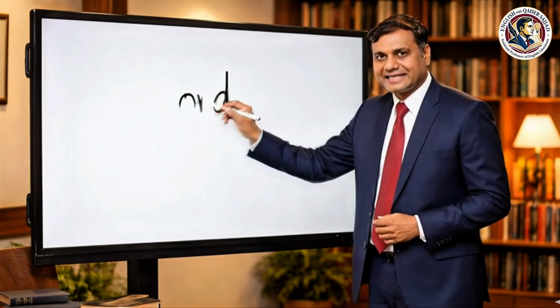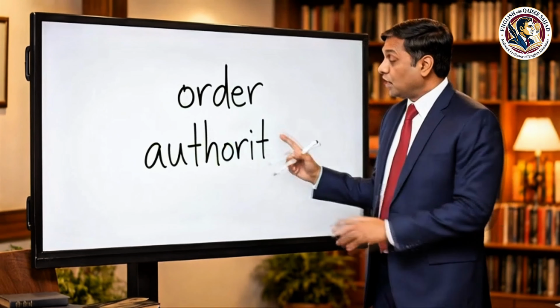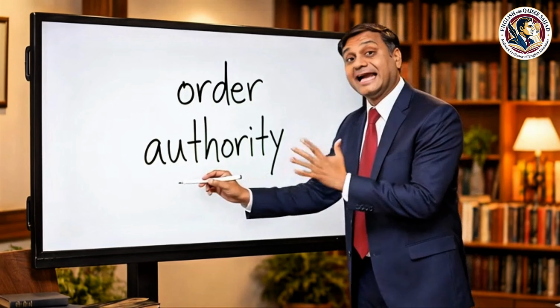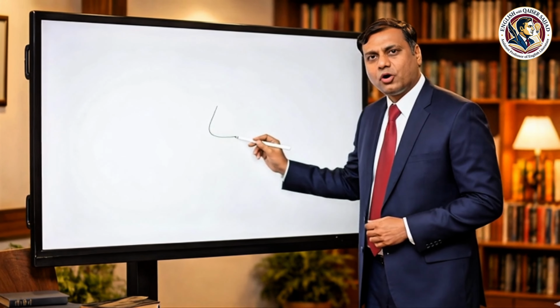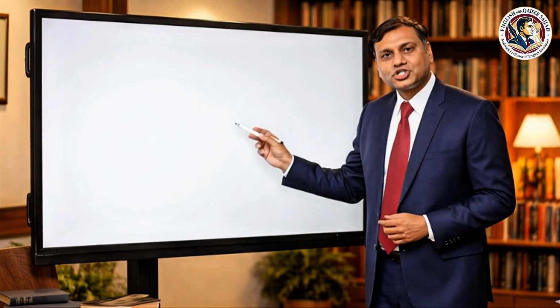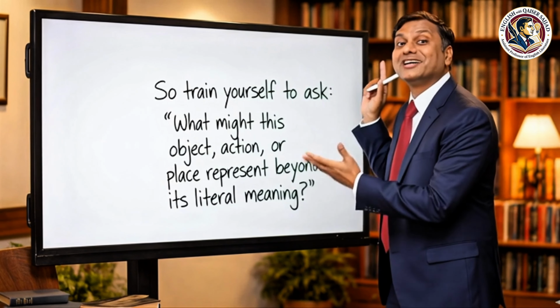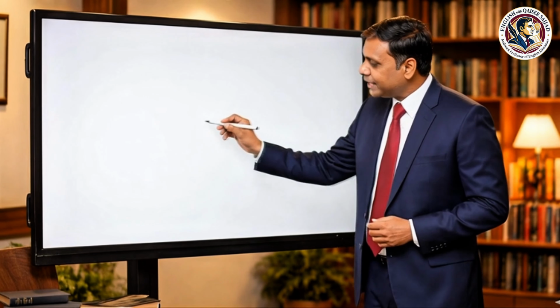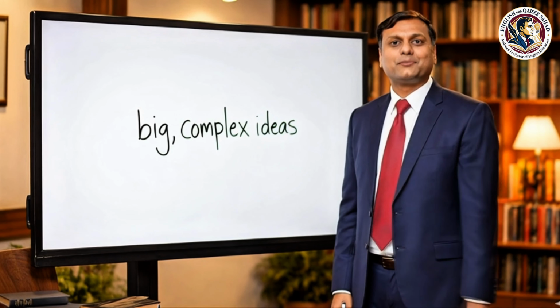Look at Lord of the Flies. That conch shell isn't simply a pretty seashell the boys find on the beach. It represents order, authority, and civilization. The moment the conch loses its power, society on the island falls apart. So train yourself to ask, what might this object, action, or place represent beyond its literal meaning? That's how great novels deliver big, complex ideas without ever having to spell them out.